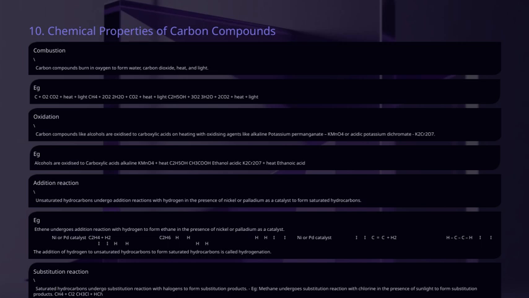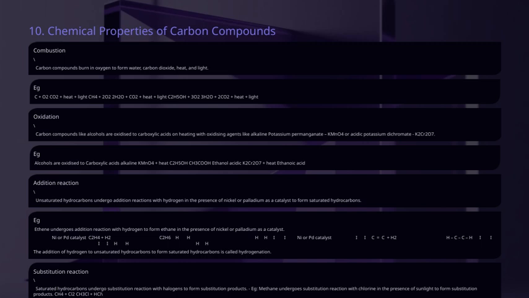Moving on to oxidation reactions, alcohols are a good example. When alcohols are heated with strong oxidizing agents like alkaline KMnO4 or acidic K2Cr2O7, they get oxidized to carboxylic acids. For instance, ethanol can be oxidized to ethanoic acid. This process involves the loss of hydrogen and the addition of oxygen, transforming the alcohol into a more oxidized form.